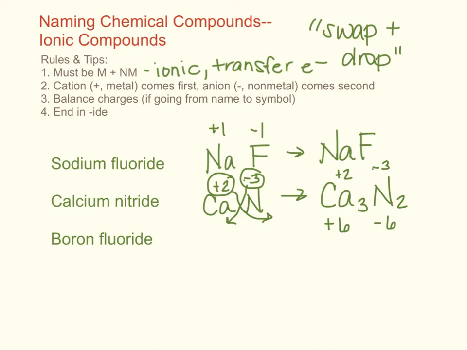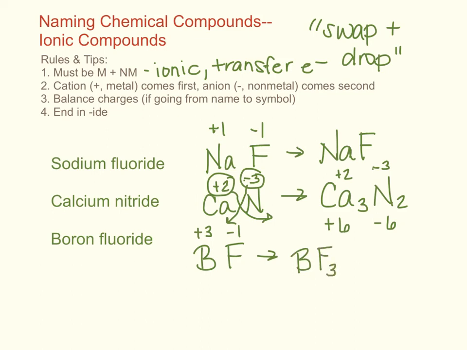nitrogens. So I'll do one more example, boron fluoride. So I've got B and F. And if I look at my periodic table, my boron has a +3 charge. My fluorine has a -1 charge. So if I have one boron with a +3 charge, I'm actually going to need 3 fluorines to balance that out.